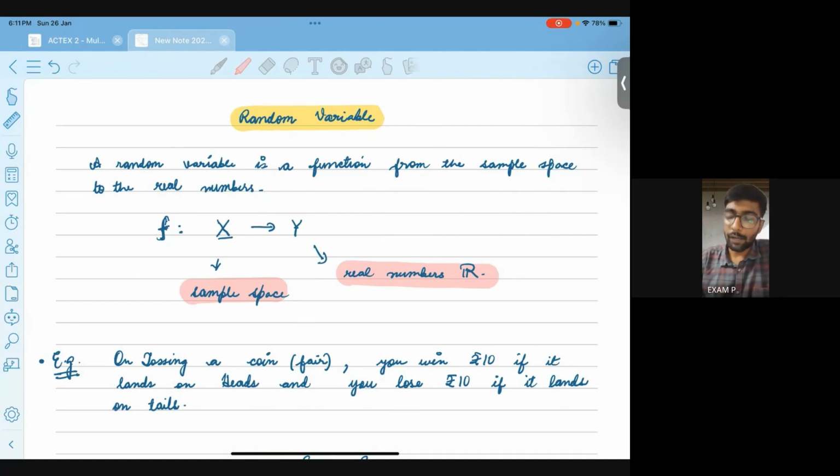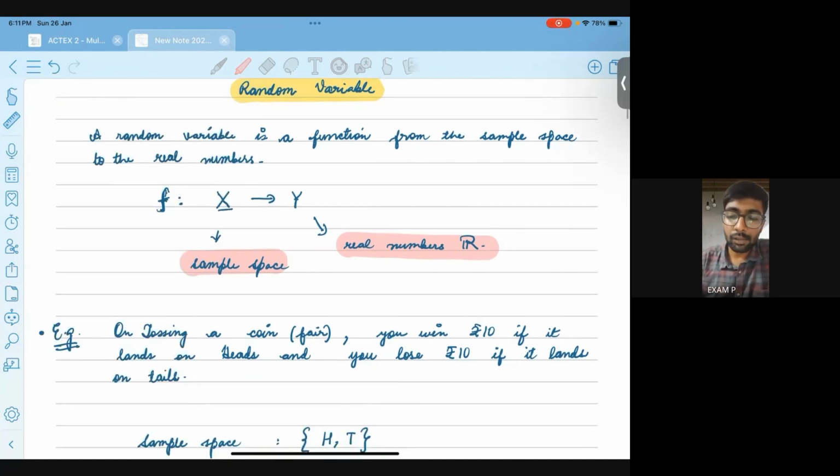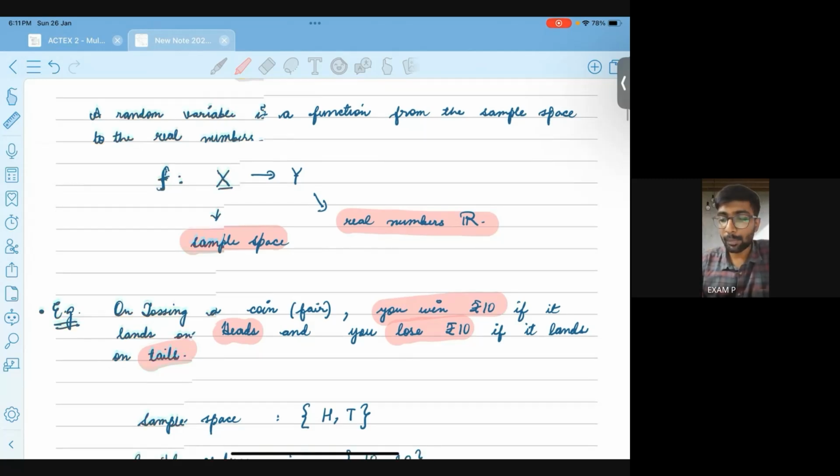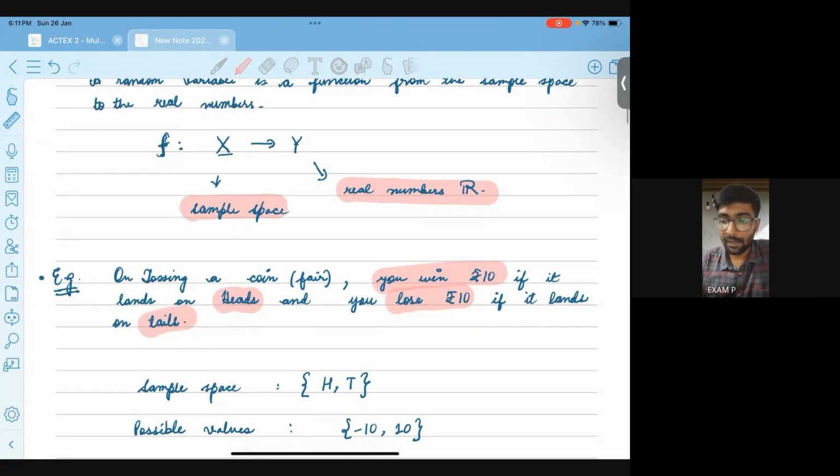So, for example, let's say we toss a coin. It's a fair coin, and the condition that's given to you is you win rupees 10 if it lands on heads, and you lose rupees 10 if it lands on tails. So on getting a heads you get rupees 10, otherwise you lose rupees 10. Since it's a fair coin, you know that the probabilities are equal, so half and half.